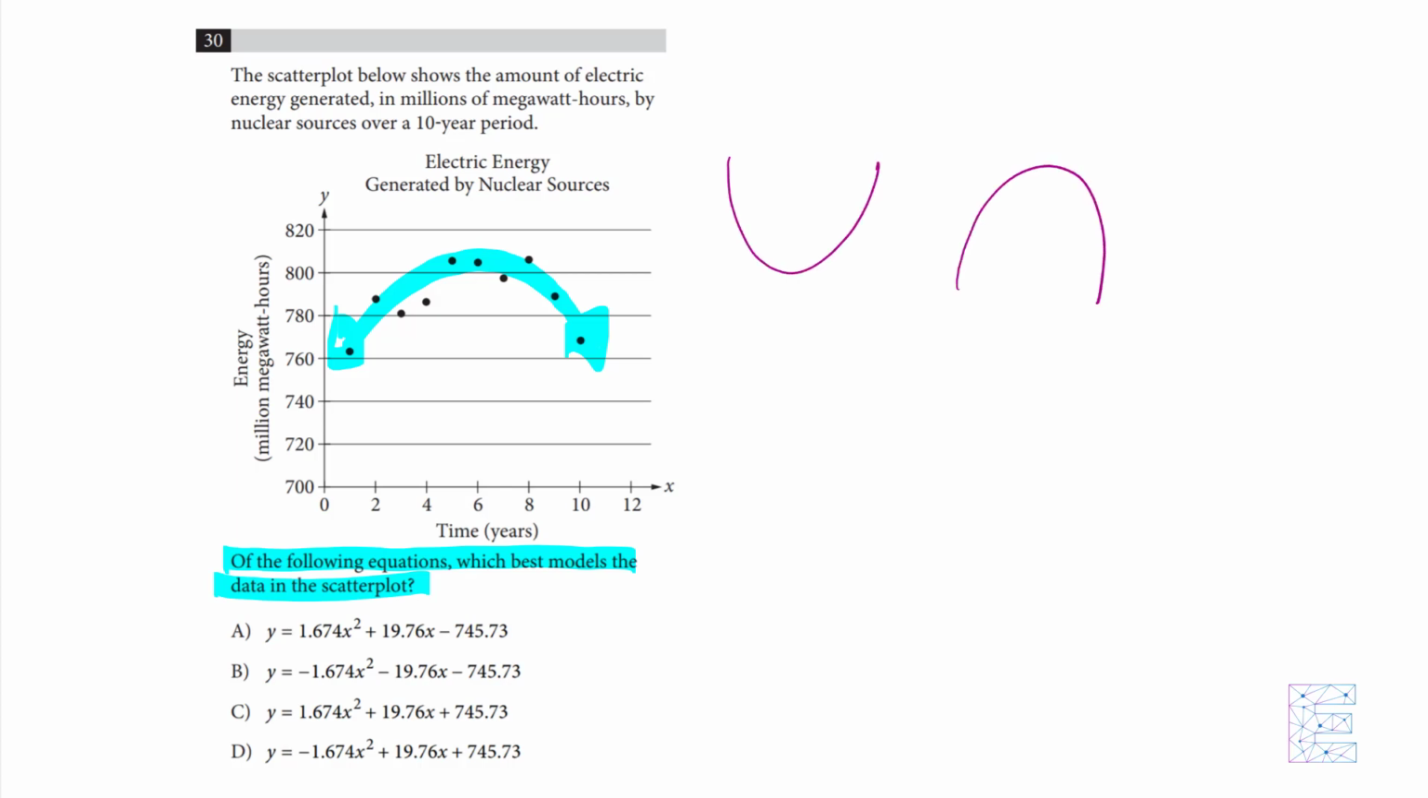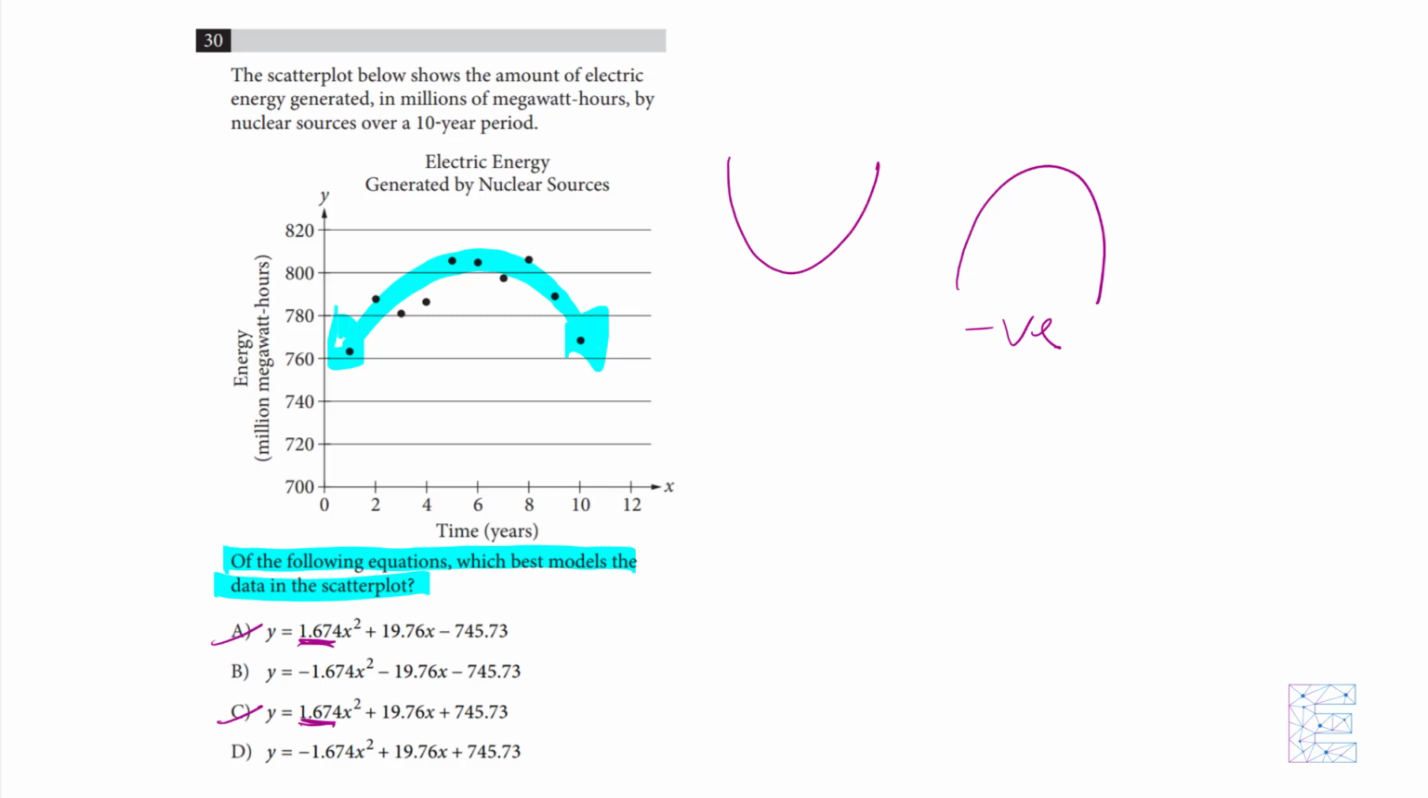So with that said, we learned that for quadratic equations, parabolas either open upward or they open downward. Well, clearly this is a downward opening quadratic equation, which means the leading coefficient has to be a negative number. So that means we can eliminate C and D because the leading coefficient here is positive.